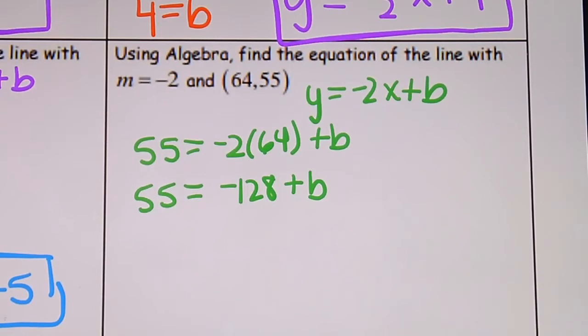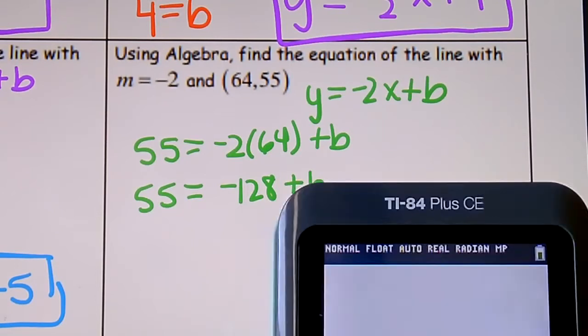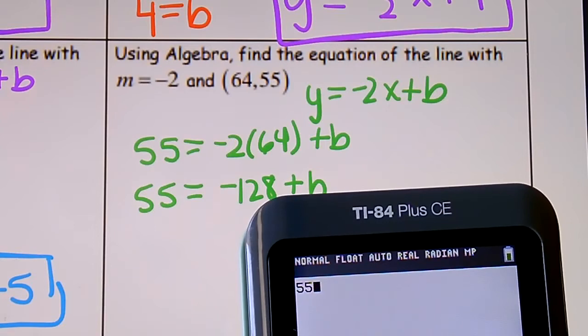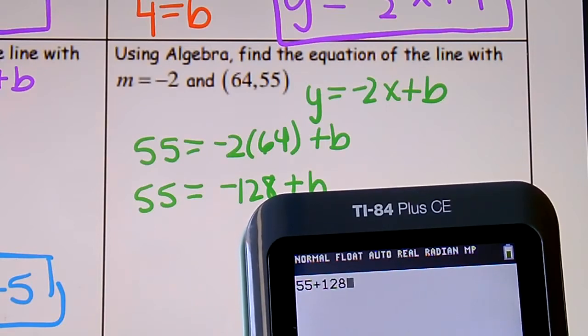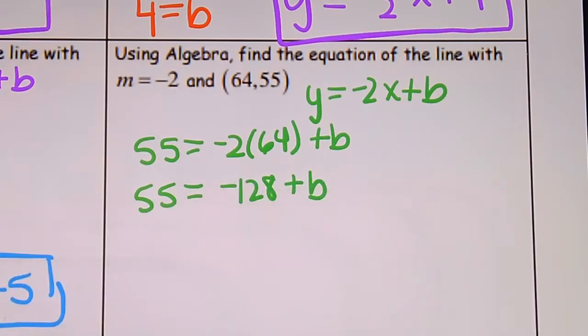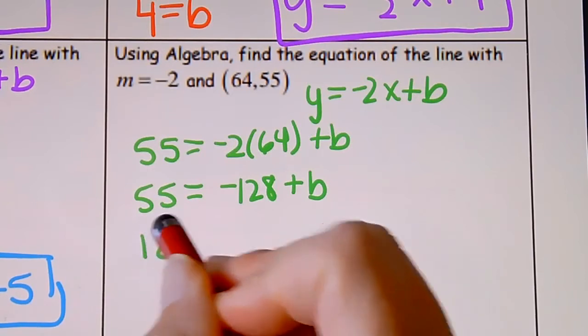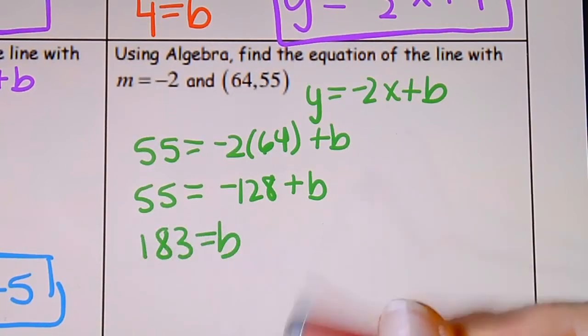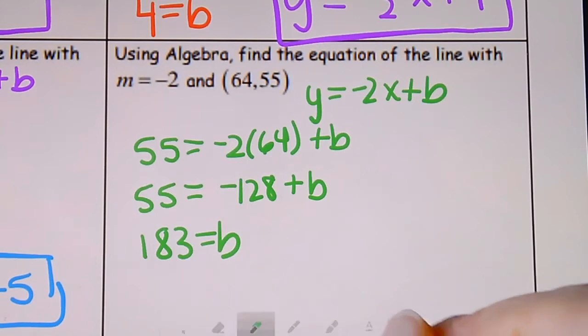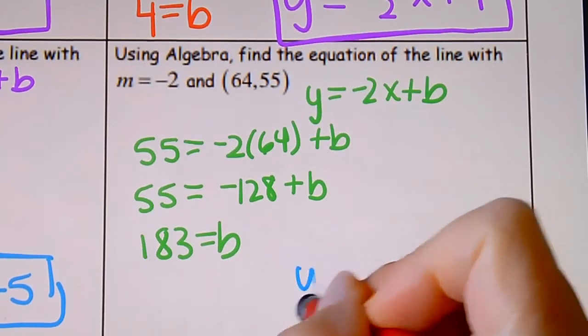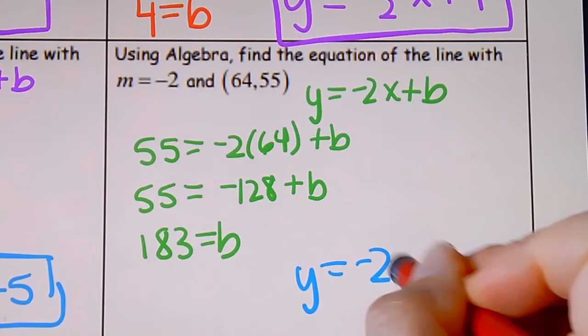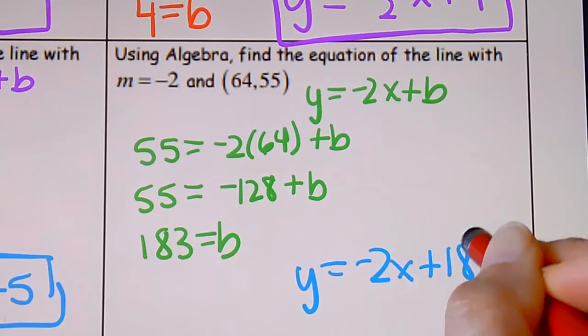And I'm going to add 128 to both sides. So I'm going to go 55 plus 128. And I end up with 183. So I get 183 is equal to b. And so my equation is going to be y equals negative 2x plus 183.